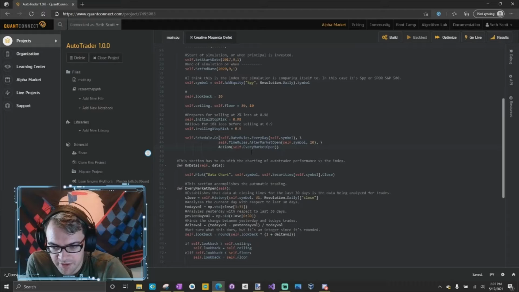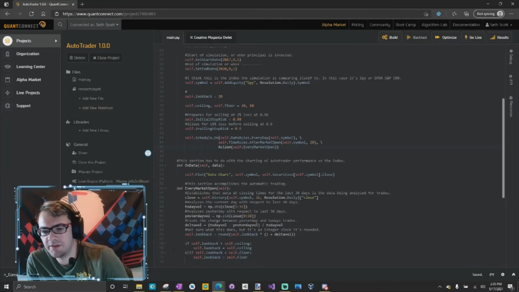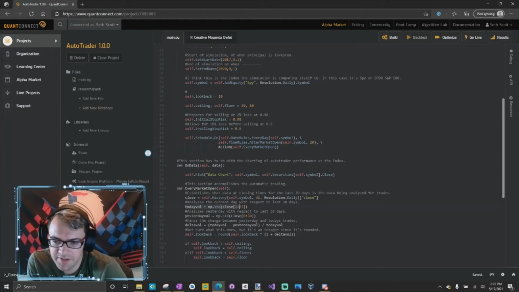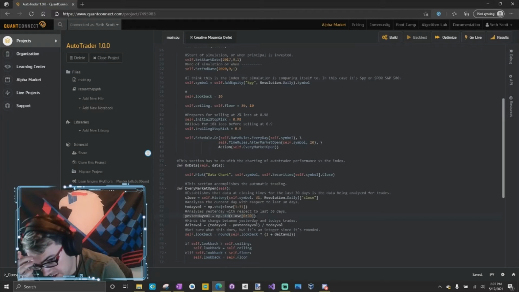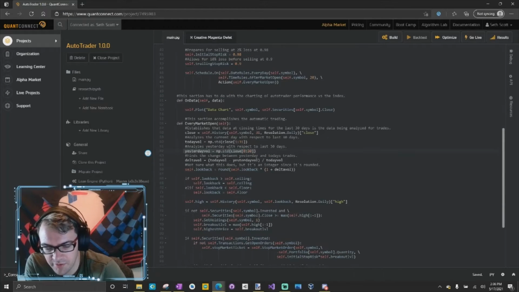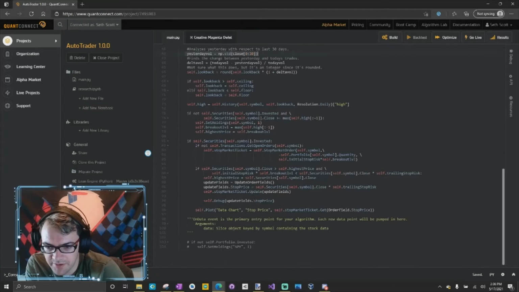Self plot, data chart, self symbol, self security, self symbol, and all this stuff says, okay, analyze today's price and yesterday's price, and look at the change. And I think that'll come up in a second chart, and then sell based on those values. Compare those values to the range of the 10 and 30 days. A bunch of self look back stuff and some other things.